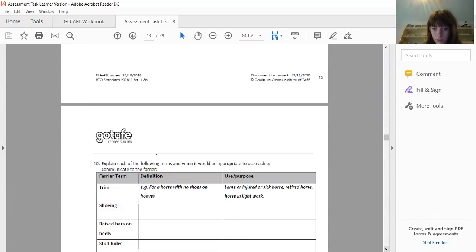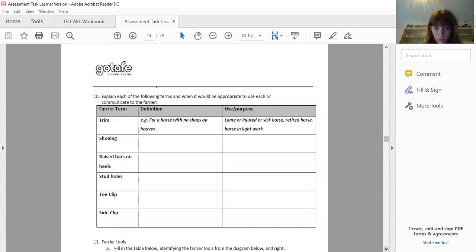10, looking at hoof care, explain each of the following terms and when it would be appropriate to use each or communicate to the farrier. So define what shoeing is and then why we would have a horse shod as opposed to trimming, for example. Raised bars on the heels of a shoe, what is that and why would we use that? Stud holes, toe clip and side clip. So that will be within your learner resource.